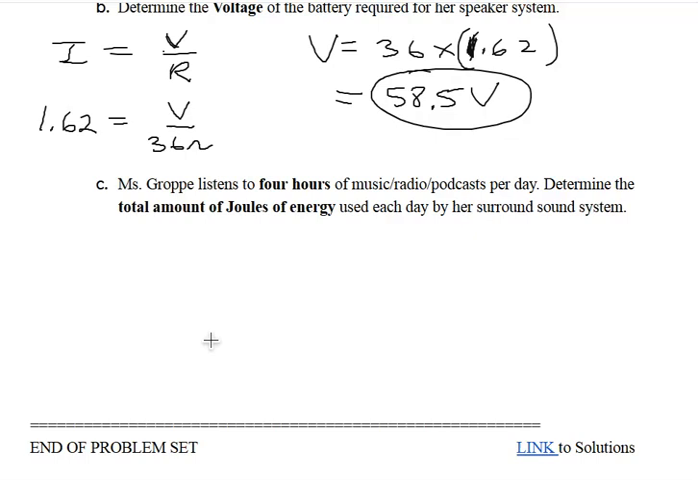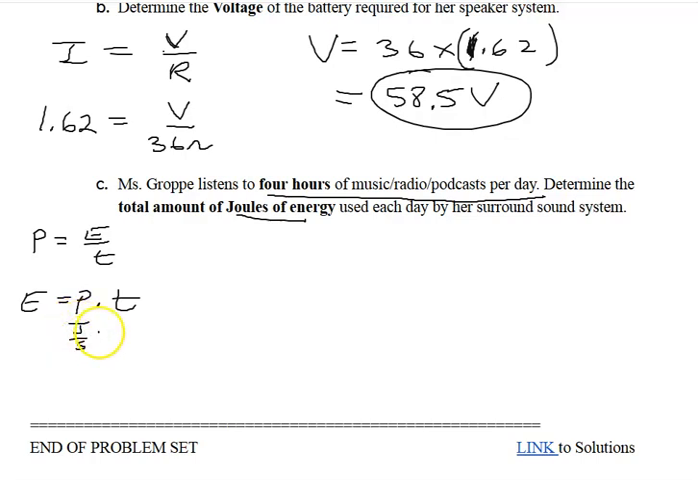All right, last question. I'm going to listen to 4 hours of music, radio, podcast per day. Determine the total amount of joules of energy used each day. So since power equals energy over time, you can think about energy equals power times time. It's like distance equals rate times time because power is a rate. Power is in joules per second. So if we multiply that by time in seconds, we're going to get the energy in joules.